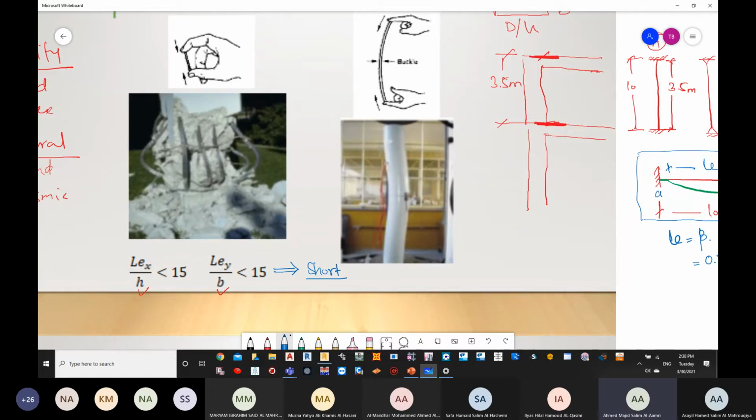Now, if your LEX over H, for example, is 20, and LEY over B is, for example, 16, both ratios are more than 15, so this is going to be a slender column.